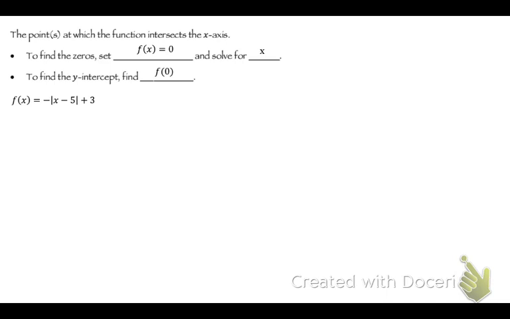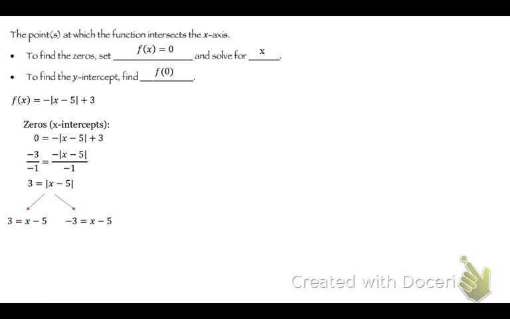So if we have f of x equals negative absolute value of x minus 5, plus 3, we want to see where this equals 0. So where's this going to cross the x-axis? For x-intercepts, we're going to plug in 0 for f of x, and then solve this. I'm going to start by subtracting the 3, divide by -1, and I have 3 equals the absolute value of x minus 5. Now remember, with absolute values, you set it equal to positive and negative, so that's going to be x minus 5 equals positive 3, and x minus 5 equals negative 3. So x equals 8, and x equals 2.